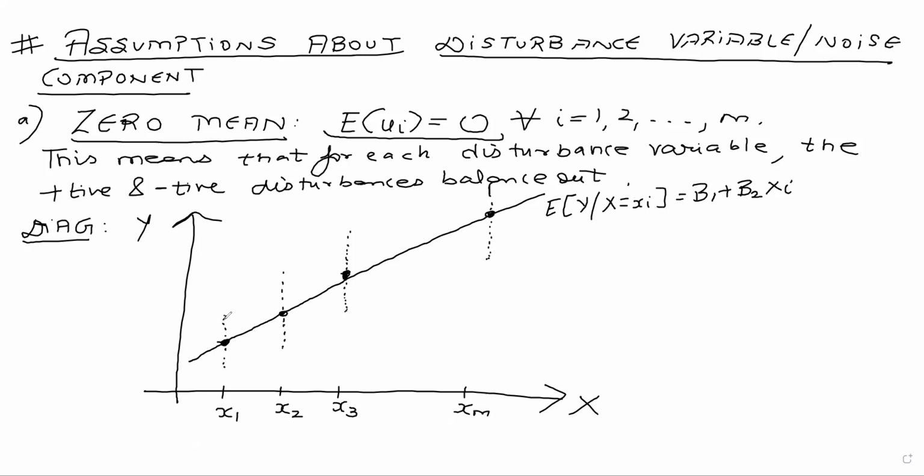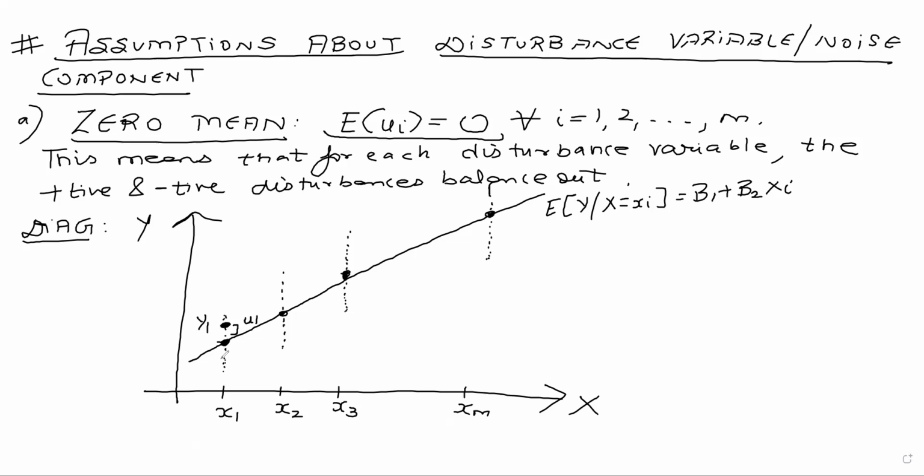Now guys, what is ui? See, these dots are the actual values of y. So for x1, suppose this is my y1. So y1 minus this expected value will be, guys, this distance. This distance will be u1.